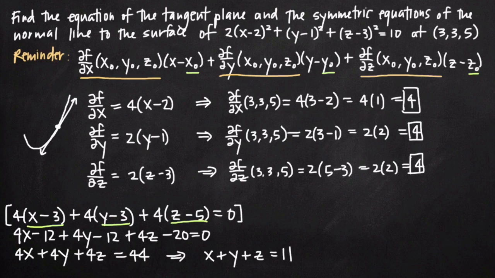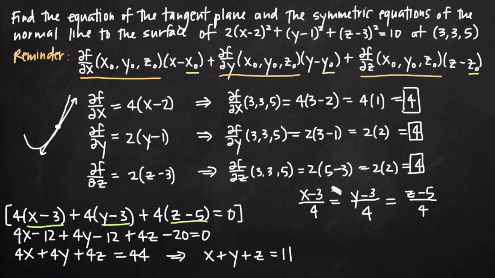And here's how you write the symmetric equations of the normal line. You're going to say x minus 3, that first component there, and then you're going to divide that by the partial derivative of f with respect to x evaluated at the given point, which we already found here was 4. So we divide that by 4, and then we set that equal to the same thing that we get when we do this same process for y. So y minus 3 from the equation of the tangent plane divided by the partial derivative with respect to y at the given point. So that's 4. And we're going to set that equal to the same thing for z. So we're going to get z minus 5 over, again, 4 because we already found that value. These are the symmetric equations of the normal line.